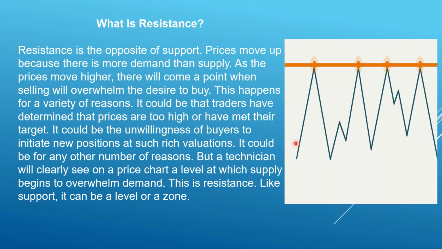It could be for any number of other reasons, but a technician will clearly see on a price chart a level at which supply begins to overwhelm demand, just like the example you see. We call this a resistance. Like support, it can be a price or a level or a zone between two prices. So it can be a price like $100 or a zone between, say, $95 and $100.